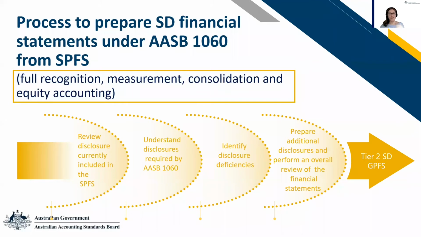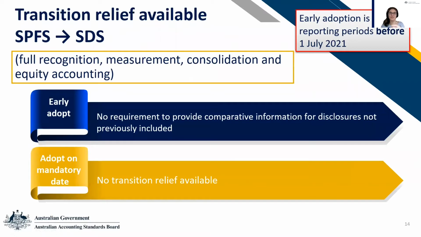Take that step back, review your financial statements, make sure that you've got everything in there, that you're telling the appropriate story of the significant transactions that have occurred within the business. The outcome from that is your Tier 2 Simplified Disclosure General Purpose Financial Statements. So that's the process where you do comply with all recognition, measurement, consolidation, and equity accounting.